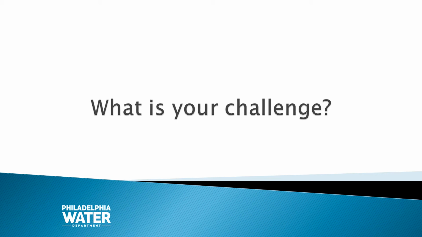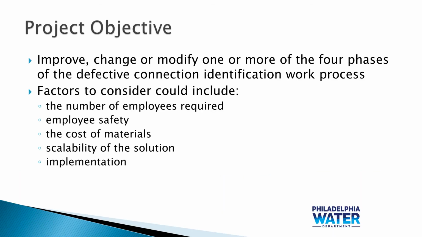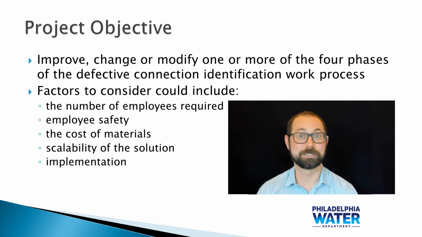In the simplest terms, the objective of this project is to improve, change, or modify one or more of the 4 phases of the defective connection identification process. There are many, many factors that can and should be considered as you develop your project. Some of these factors listed below could include the number of employees required, employee safety, the cost of your materials, the scalability of the solution, and how easily implemented this project can be.